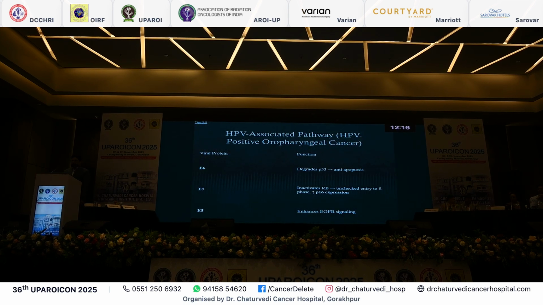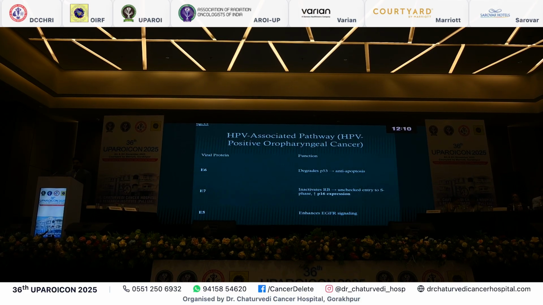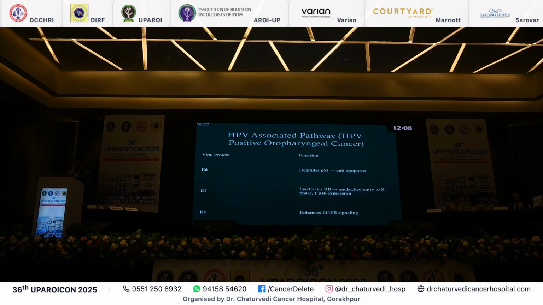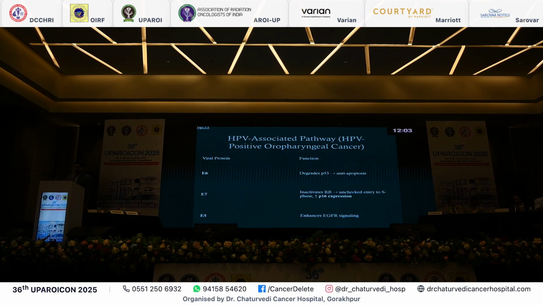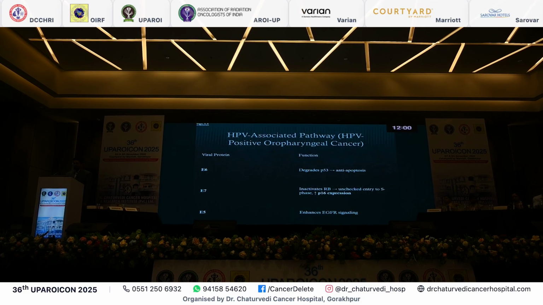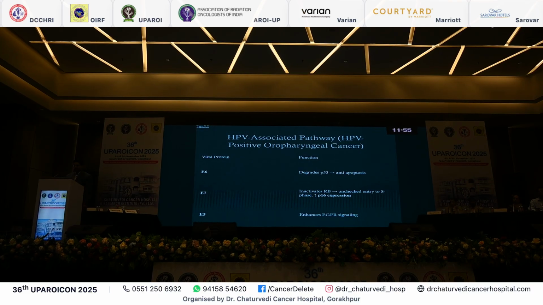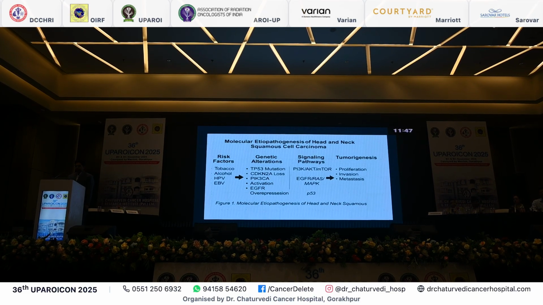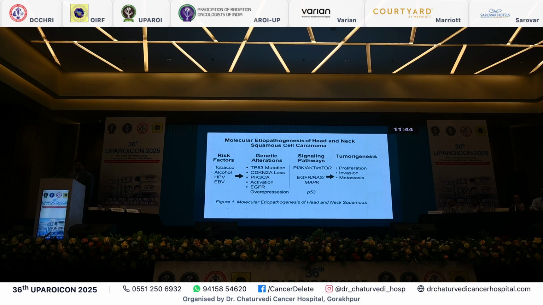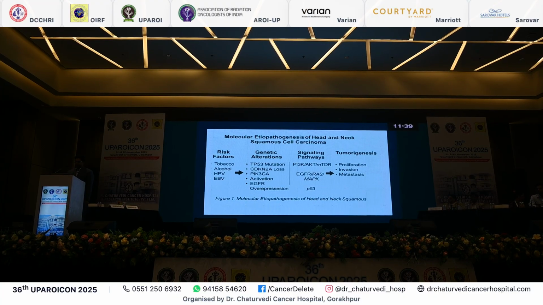The other pathway is the HPV-associated pathway. That is because of the viral proteins E6, E7, and E5. E6 leads to dysregulation of P53 and anti-apoptosis. E7 leads to inactivation of RB, unchecked entry to S phase, and increased P16 expression. And E5 enhances EGFR signaling. So here is a final summary of all these pathways, and ultimately these lead to proliferation, invasion, and metastasis.